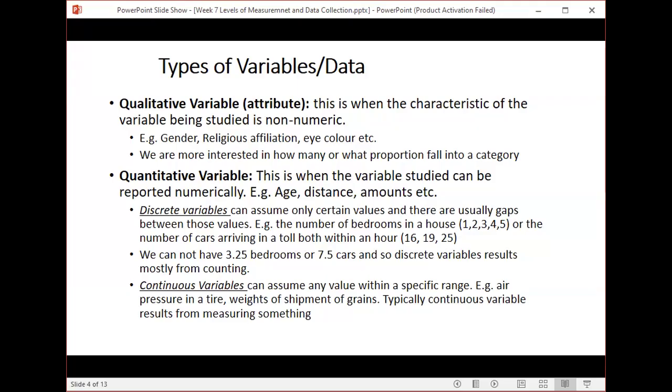Okay, so briefly, that's the difference between the two. One is non-numeric, the other is numeric. And under quantitative variable, we have two of them. We have discrete variables and we have continuous variables. Now, discrete variables, we say that they assume only certain values, and there are usually gaps in those values. And sometimes we call them countable variables.